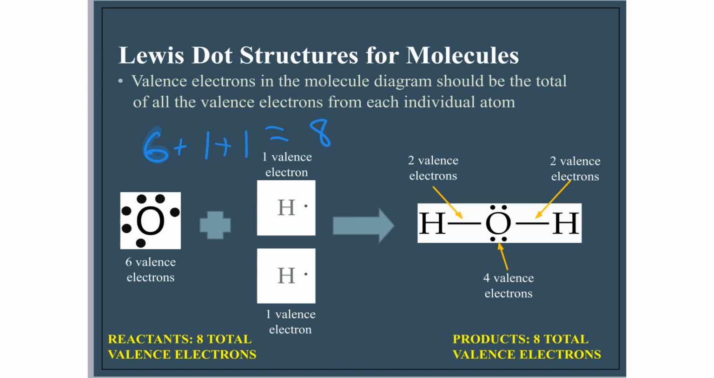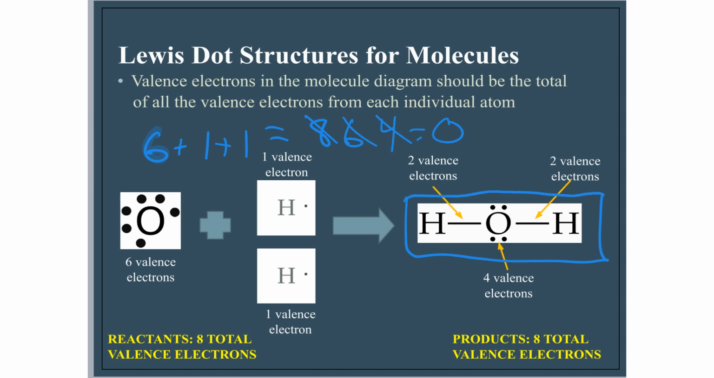And so a lot of people find it successful to just keep a running tally. So as you're forming a bond, you may say, okay, now I only have 6. Okay, now I only have 4. Okay, now I have 0 electrons left. And so once you have 0 electrons left to put into your diagram, you know you did it right. So here's a water molecule.